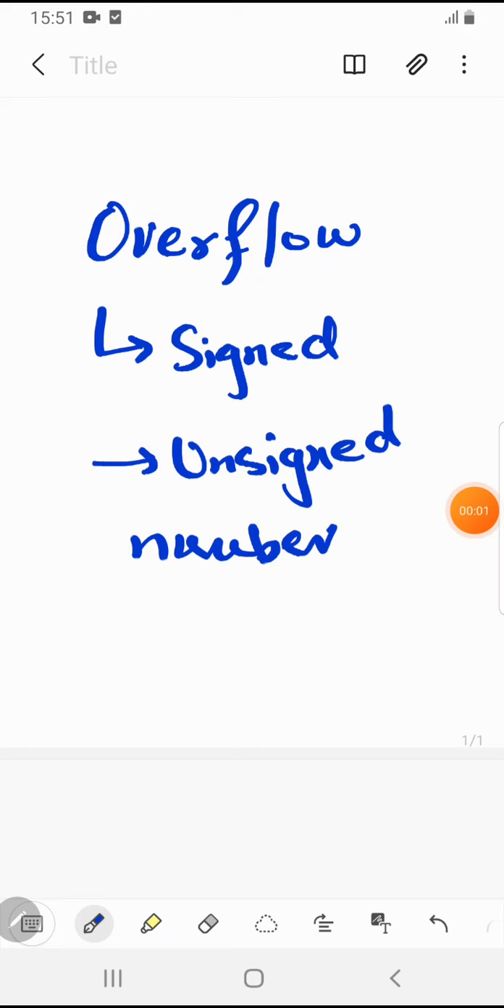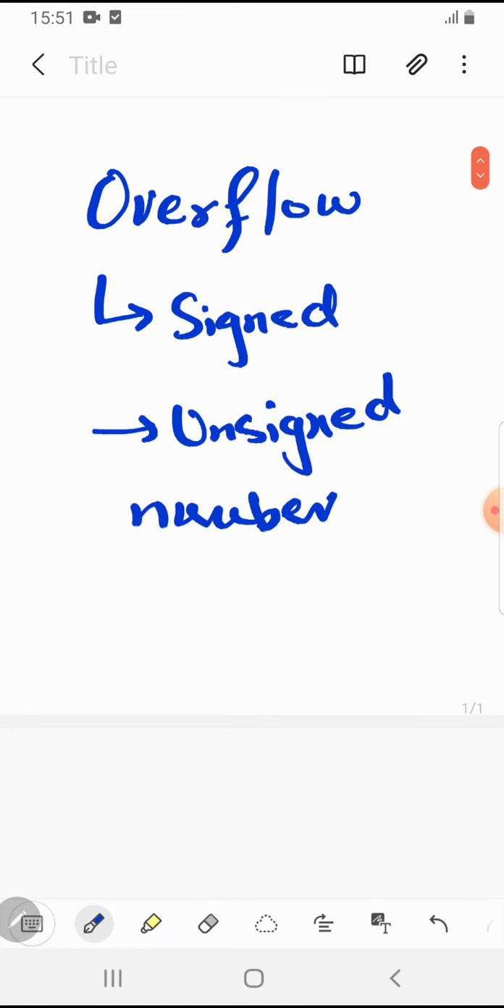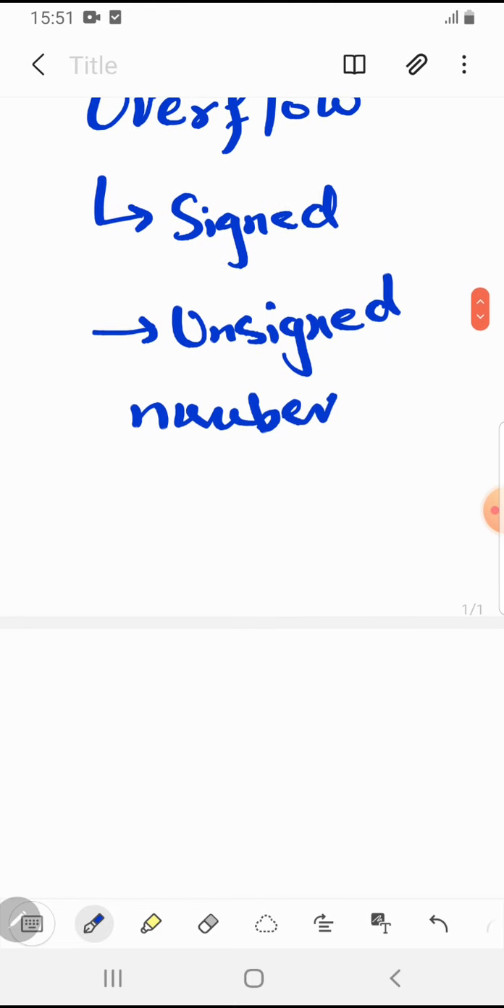Hello everyone, in today's lecture you will study about overflow and its two types, that is basically signed and unsigned overflow. The phenomenon of overflow is associated with the fact that the range of the numbers that can be represented in a computer system is limited, and the range is limited because of the limited number of bits that a computer system can process.